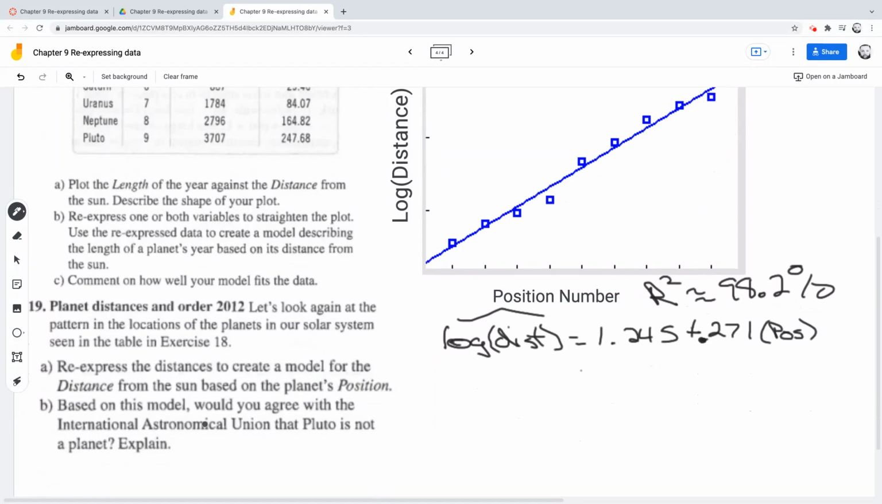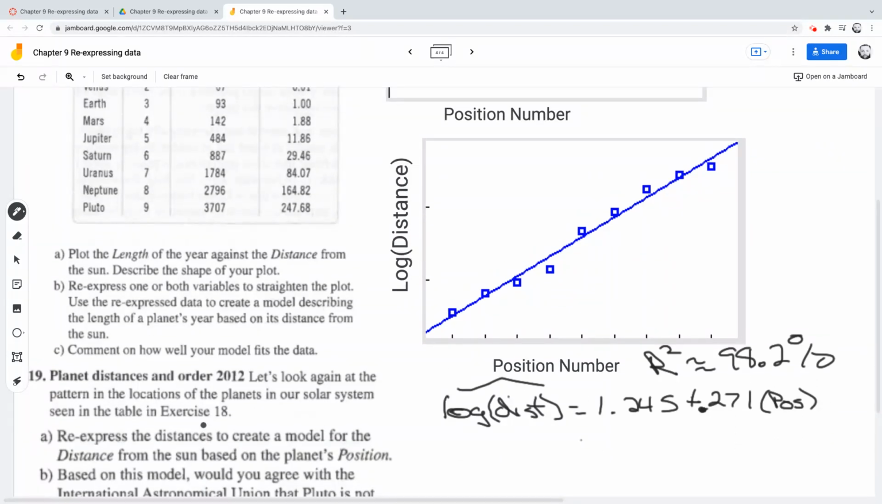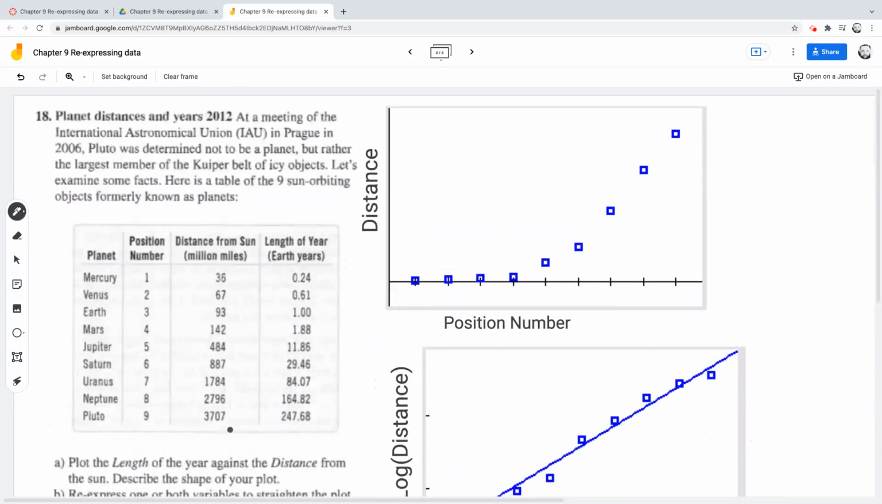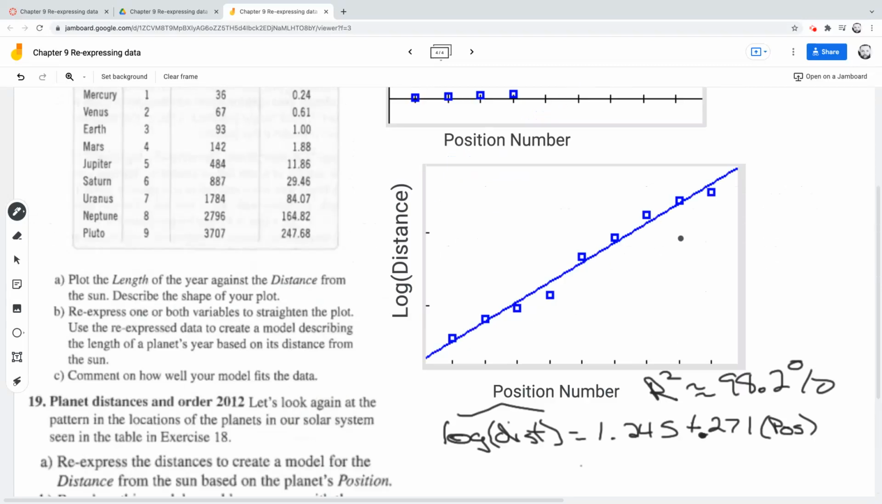Now part B, it says based on this model, would you agree that Pluto is not a planet? Well, how do we say that? Well, when we first look at this model, it appears to provide little evidence to support this claim by astronomers. Pluto appears to fit the data. In other words, where's Pluto? Pluto's the last one. Pluto is this bad boy right here. And he appears to fit the data.